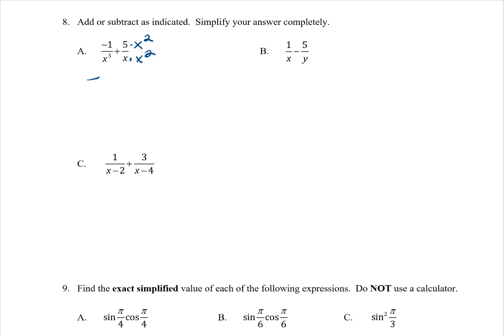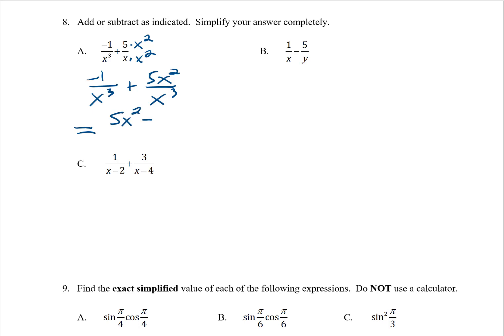So this is going to become negative 1 over x cubed plus 5x squared over x cubed. Now that I have a common denominator, I can add those tops. It's just going to be negative 1 plus 5x squared. Those are not like terms, so the best I can do is just write it down.